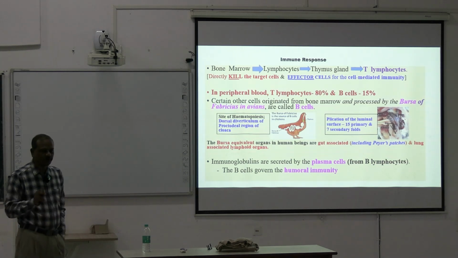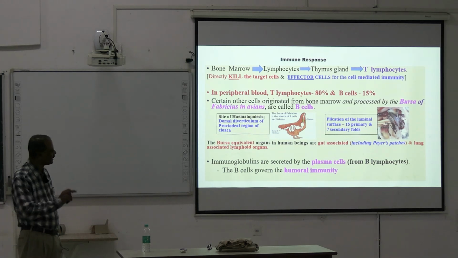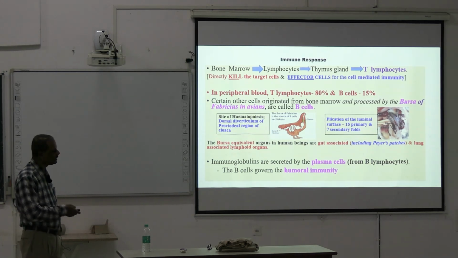So, B cells do not produce immunoglobulins themselves. They are converted into plasma cells, as I told you earlier. So, those plasma cells form immunoglobulin, and this B cell governs the humoral immunity.